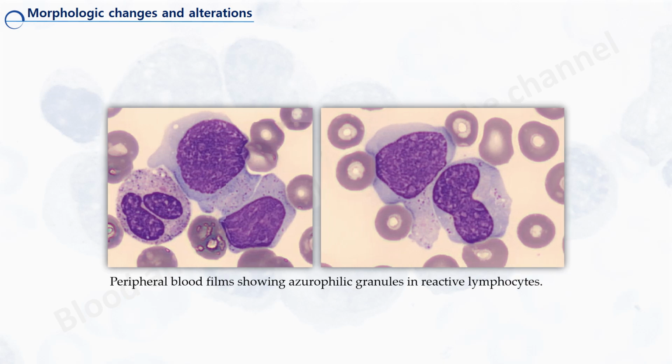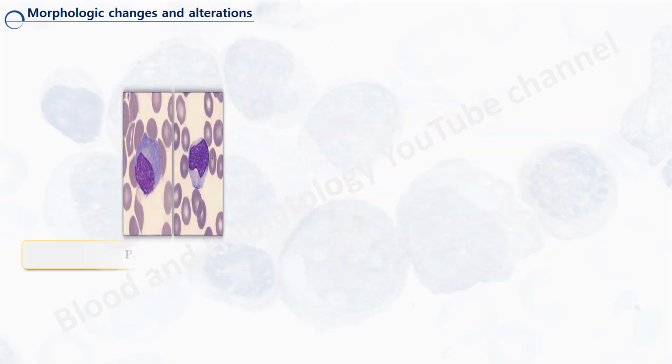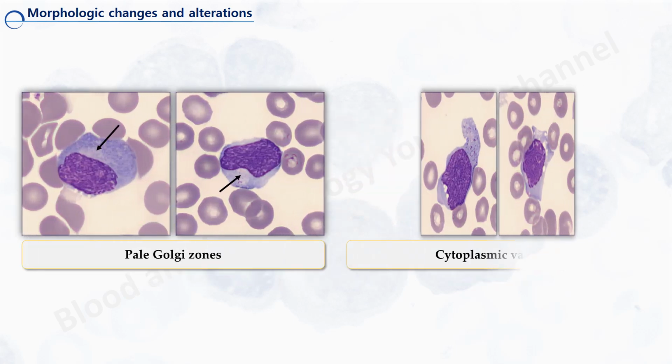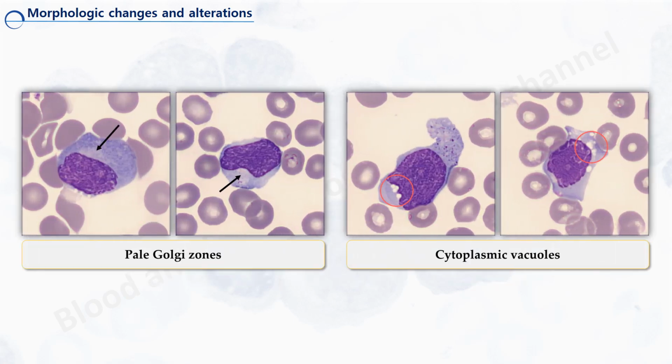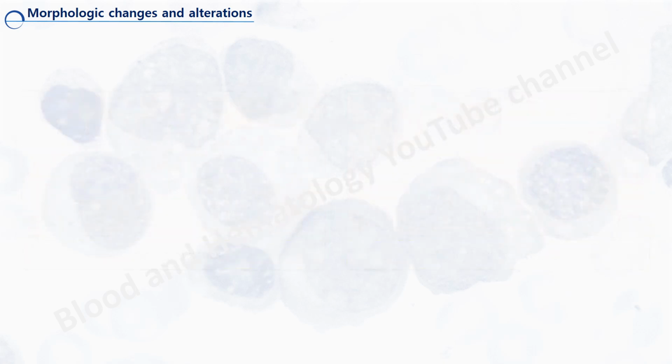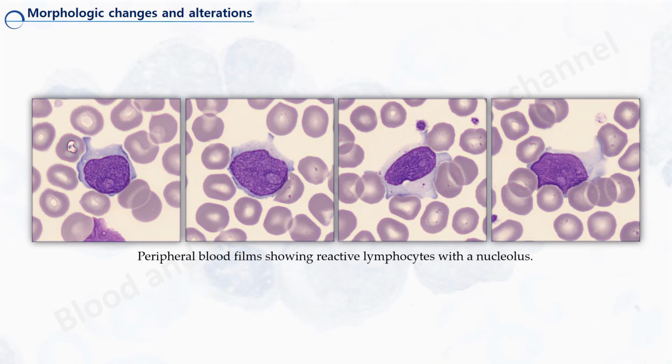Peripheral blood films showing azurophilic granules in reactive lymphocytes. Peripheral blood films showing Golgi zone and cytoplasmic vacuoles in reactive lymphocytes. Peripheral blood films showing reactive lymphocytes with a nucleolus.